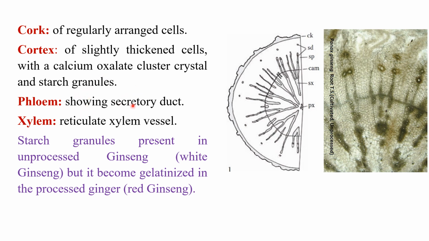The phloem showing a secretory duct which contains the oil and resin active constituent. The xylem vessels present are reticulate and lignified. Starch granules are present in white ginseng, which is unprocessed, but usually they become gelatinized in the red ginseng due to steaming or use of heat before drying.